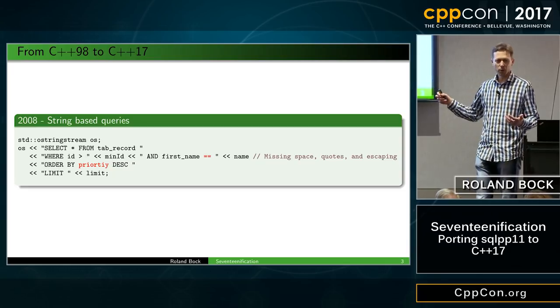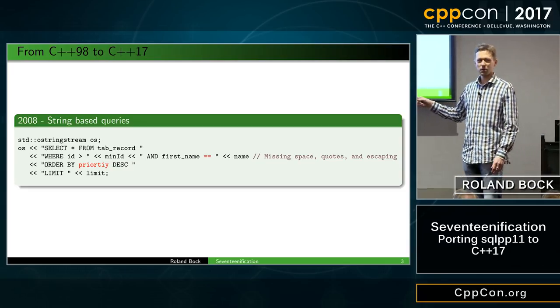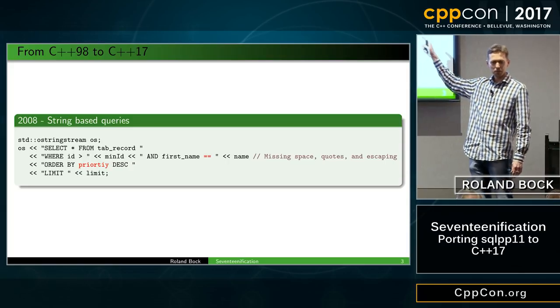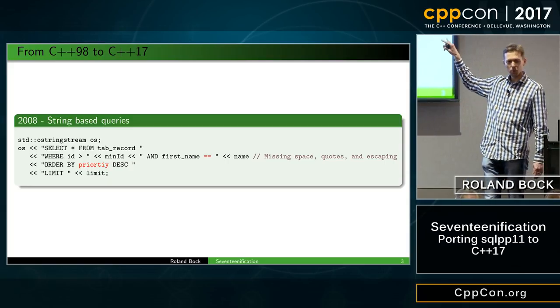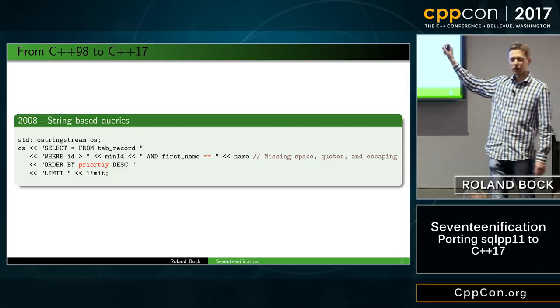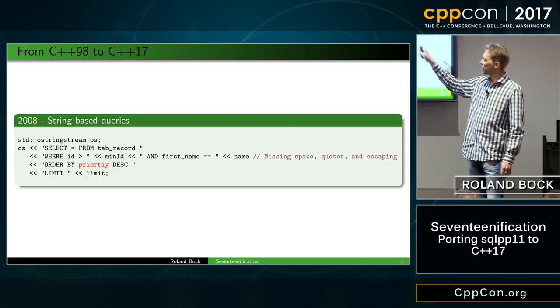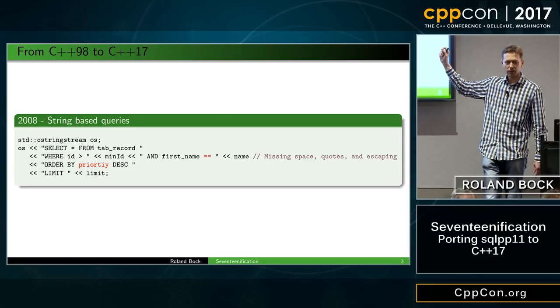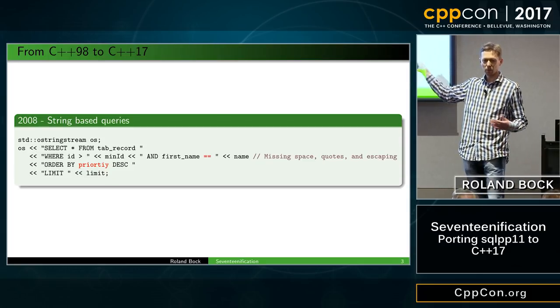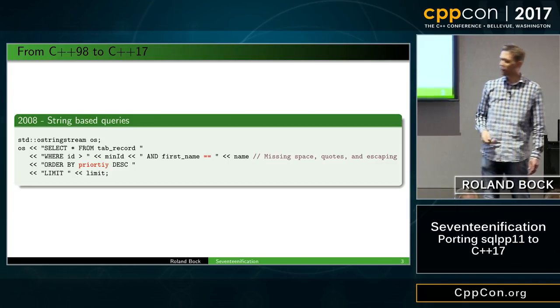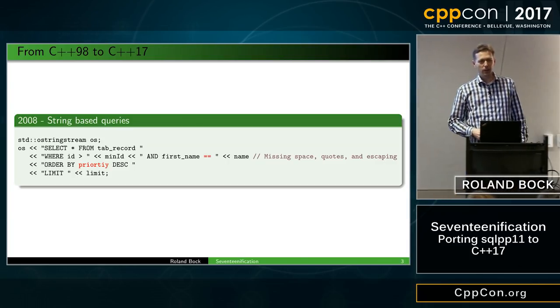So just about the point why this is bad to have such a string-based library. There's a space missing after the name. There should be quotes. You shouldn't use == because that's C++ syntax, that's not SQL. You should probably escape the whole name thingy, because otherwise you might have SQL injection. And there is a typo. Priority is not spelled that way.